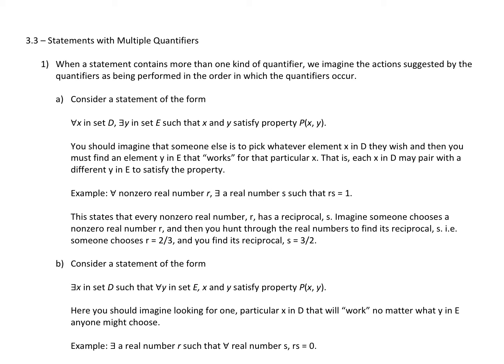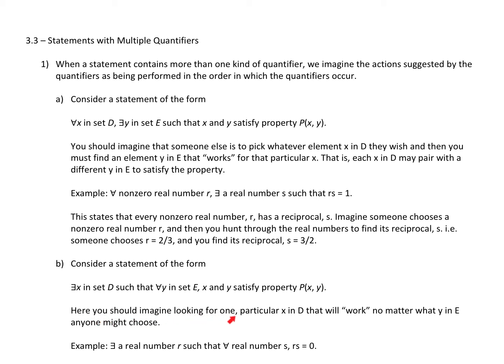This is in contrast with a statement of the form, there exists an x in set D such that for all y's in set E. So I've reversed the quantifiers. It was for all x, now it's there exists. It was there exists, now it's for all. So I reversed the order of the quantifiers. There exists an x in set D such that for all y in set E, x and y satisfy the property. It looks similar, but the order is reversed.